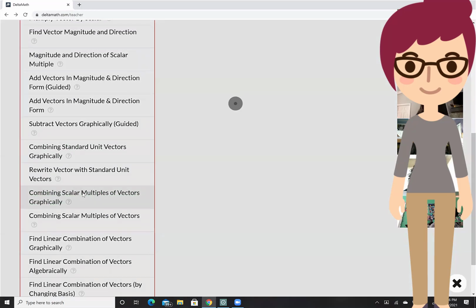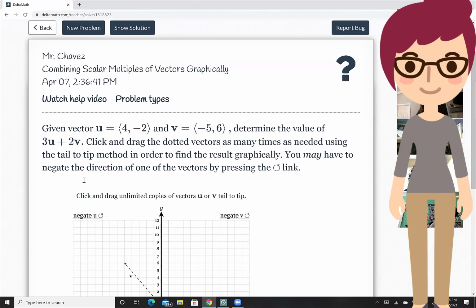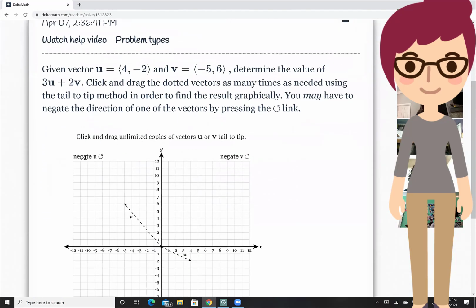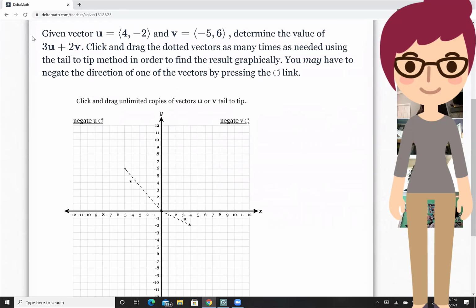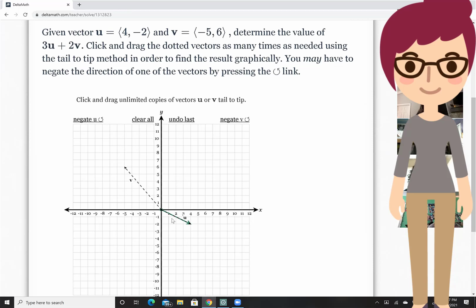Combining scalar multiples of vectors graphically. Let's see what that is. Okay, so this one might be a little bit longer, but it won't take you too long. Given vector u, 4, negative 2, and vector v, negative 5, positive 6, determine the value satisfying 3u plus 2v. Click and drag dotted. Okay, I get it. So here's what you're going to do. So you want 3 u's. So here's a u. So there's 1. There's 2. There's 3 right there.